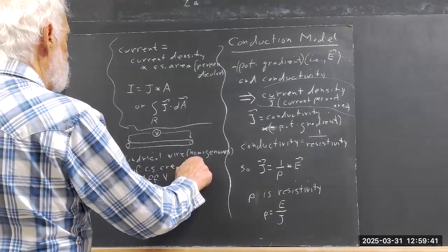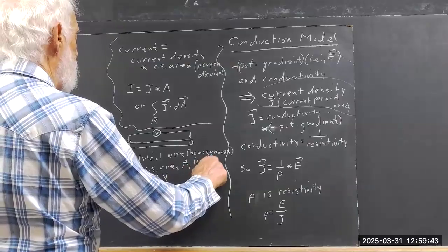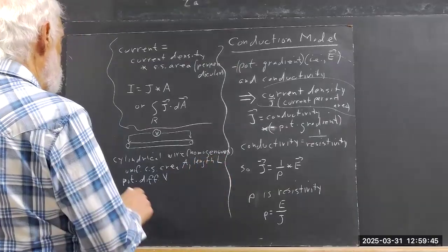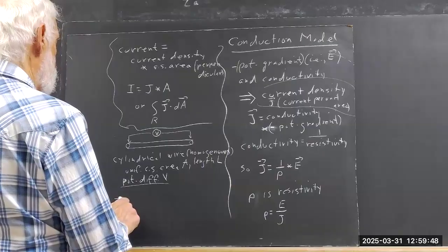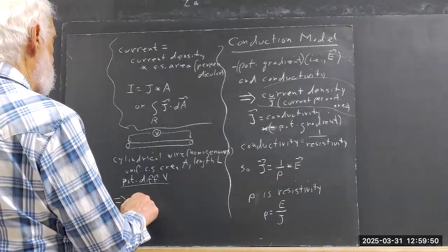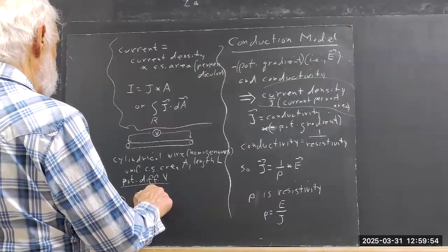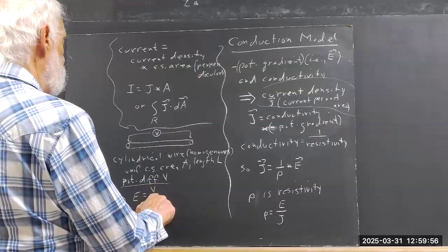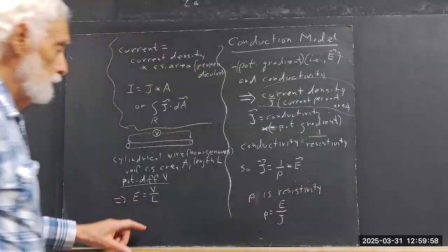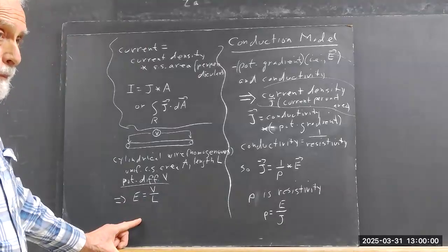Cross-sectional area A, length L, potential difference V. All that implies the magnitude of E equals V over L, something you're very familiar with at this point.